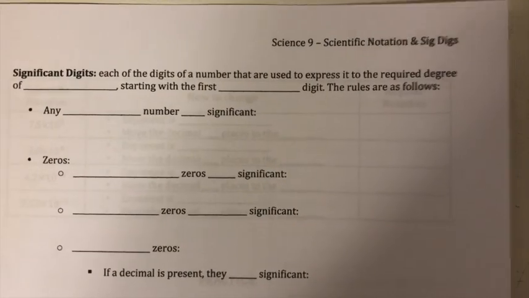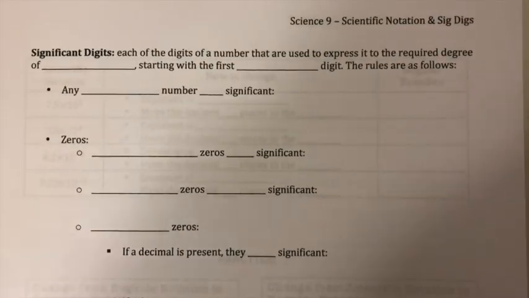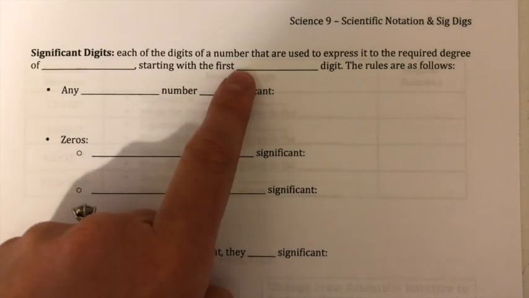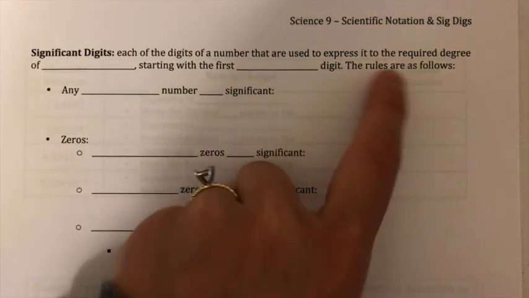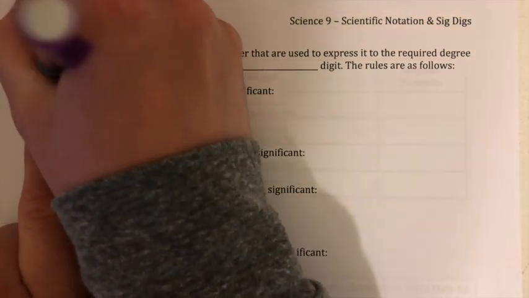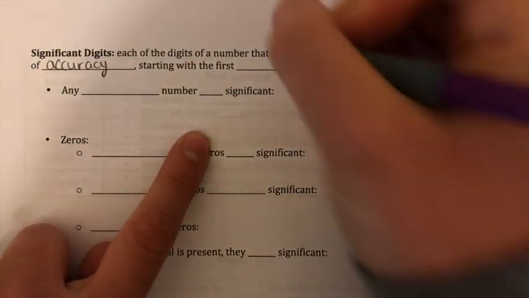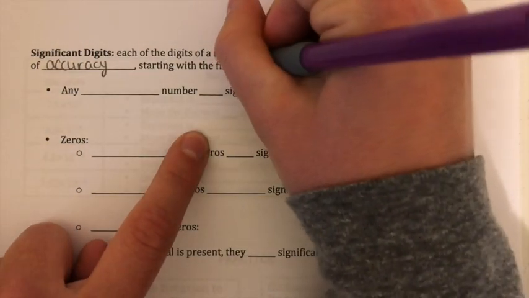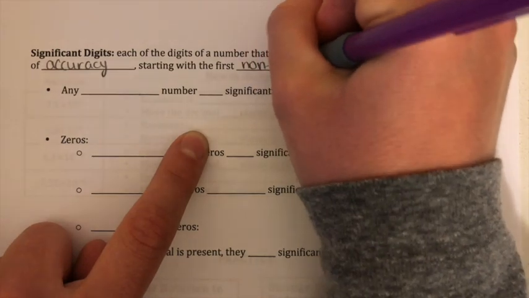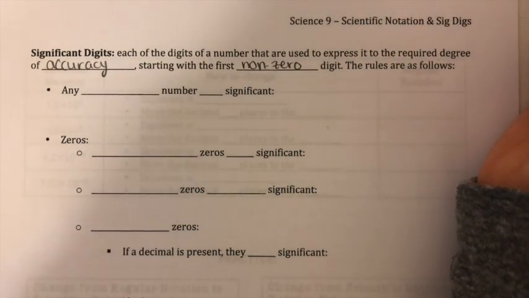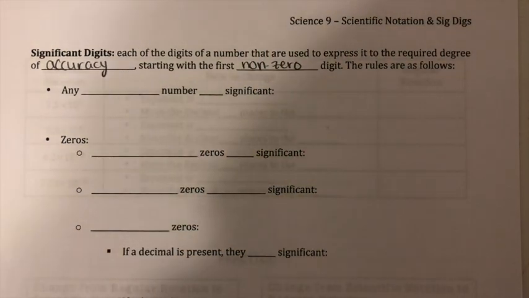Significant digits. Basically, it means that each of the digits in a number are used to express it to the required degree of accuracy, starting with the first non-zero number. Significant digits are really important in physics. So if you take physics in high school, you're definitely going to need to know this. There's lots of situations where we can apply this.